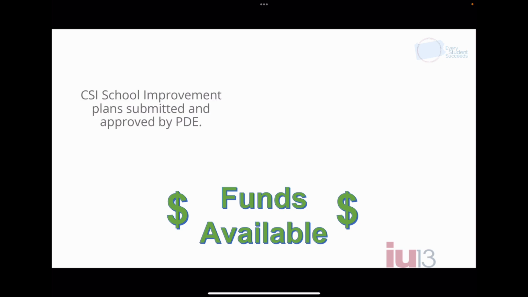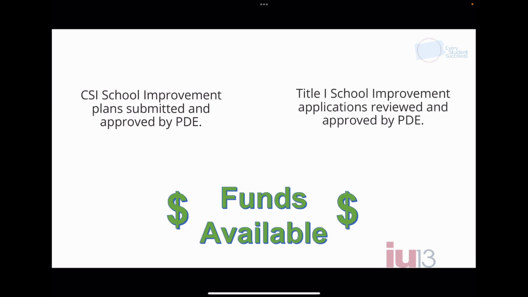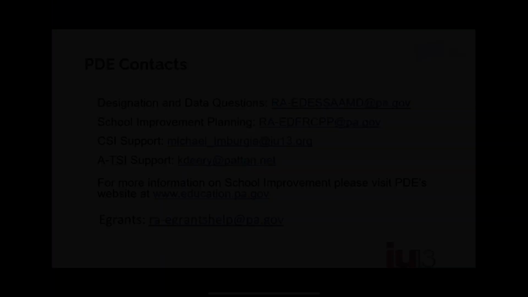Principals complete the school improvement plan, which will be signed and approved by the superintendent, the school improvement facilitator for CSI and ATSI, and board approved. Then they must be approved by PDE. Title I School Improvement Plan is typically submitted by the Federal Programs Coordinator at the LEA. Both plans must be approved by PDE before any funds will become available.